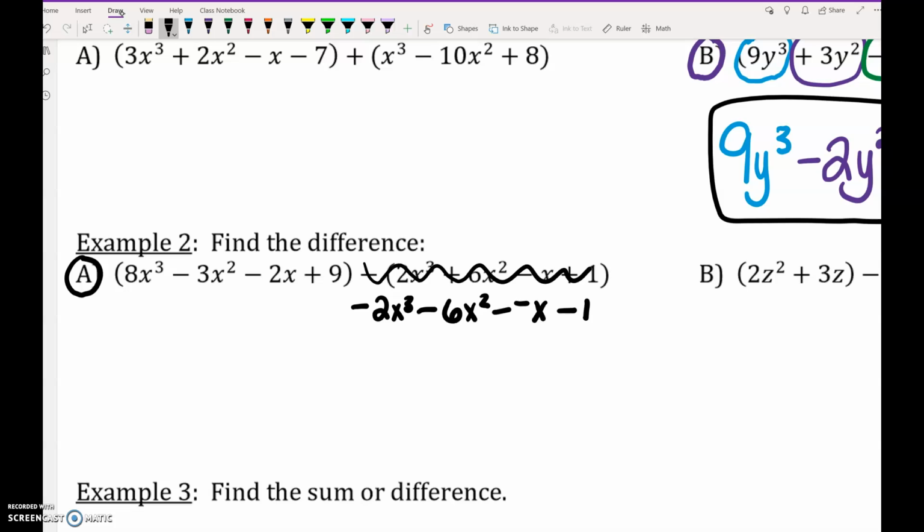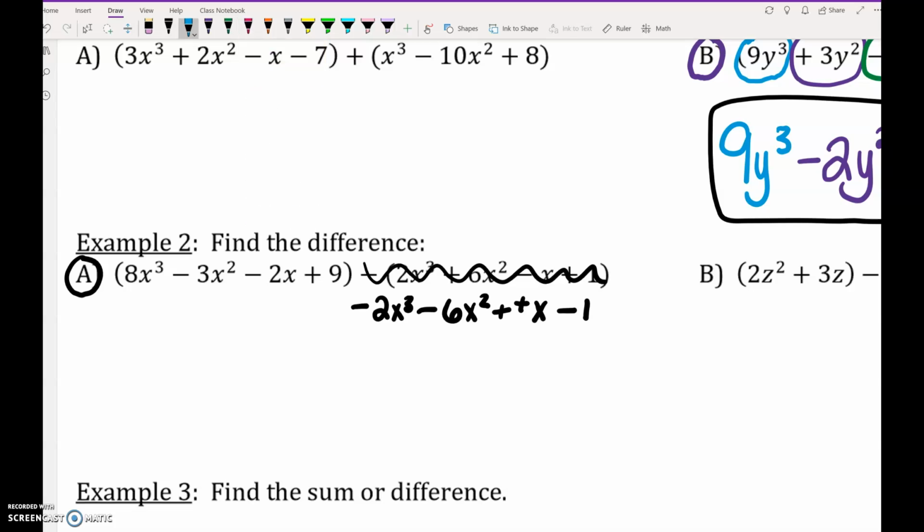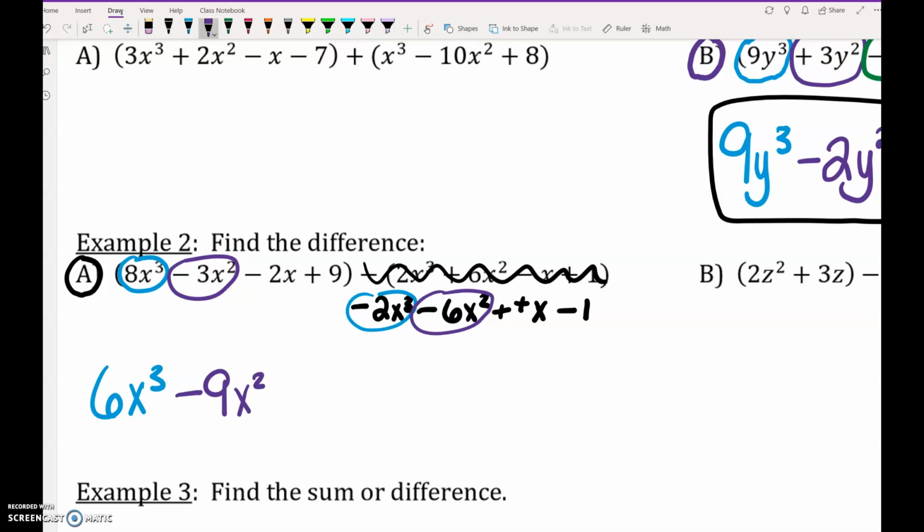So then I can cross this part off. What does this minus a negative thing mean in front of the x? Plus a positive. And now it's just like example 1b. So 8x to the third and negative 2x to the third, 6x to the third. Negative 3x squared and negative 6x squared, that'd be negative 9x squared. Negative 2x and positive x be negative x. And positive 9 and negative 1 is positive 8.